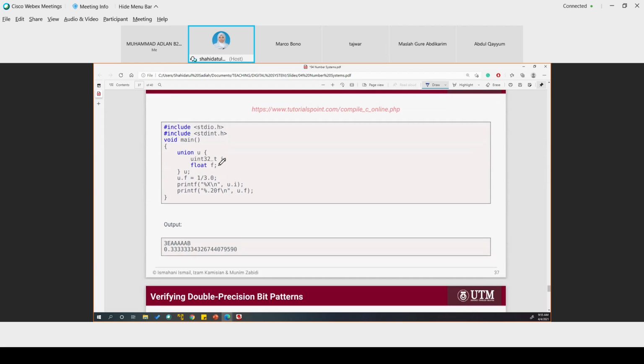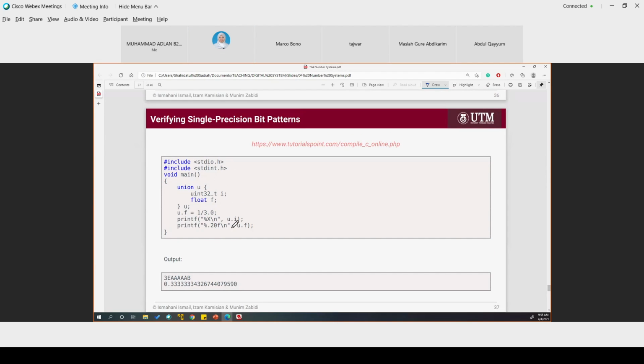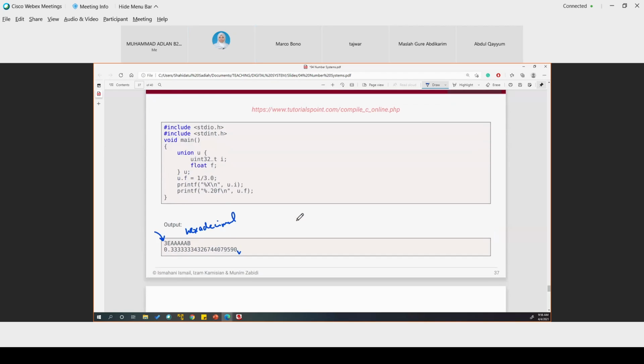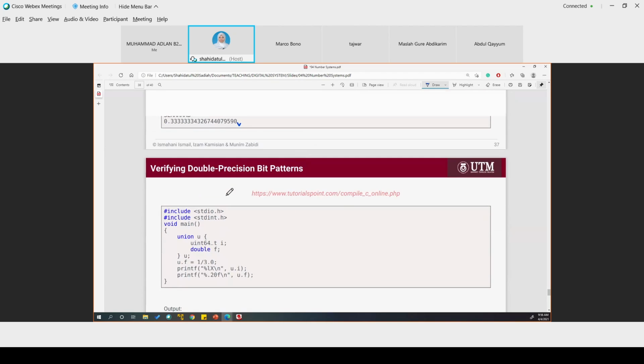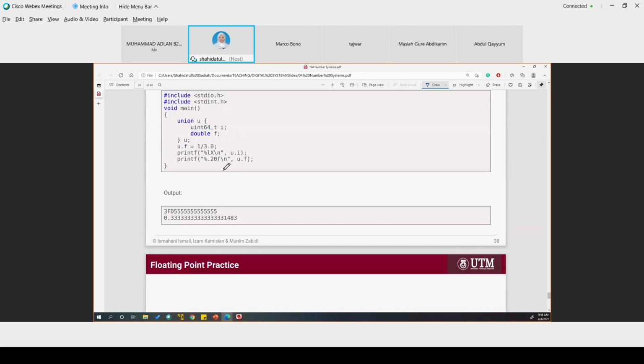And you can also check the single precision bit of 1/3 here. Floating point of 1/3. You can have this value, and the 3E that you see here is the value that is stored in the hardware. This is in hexadecimal. Sorry, I'm a bit rushing now. We're losing time. And this is doing the same thing as this one, but in double precision.